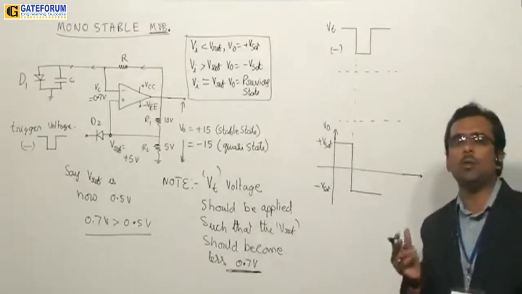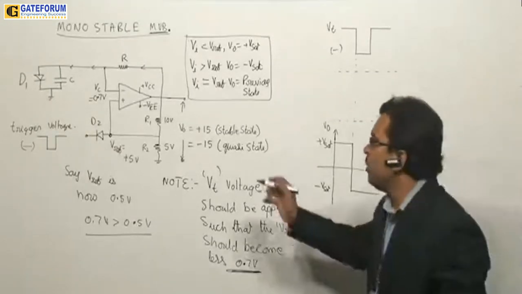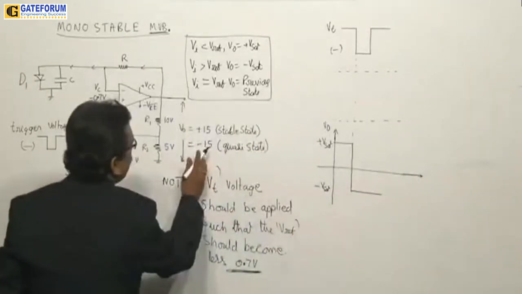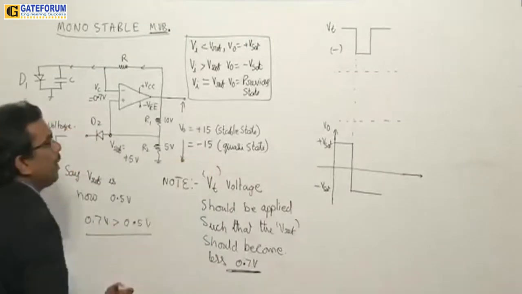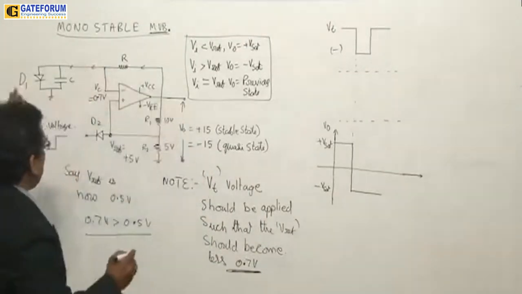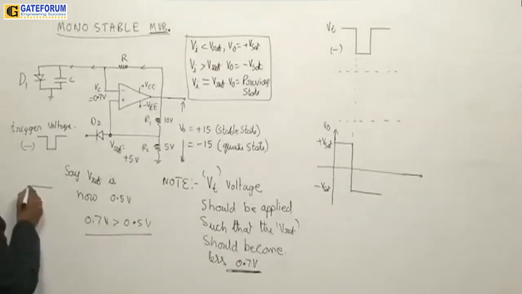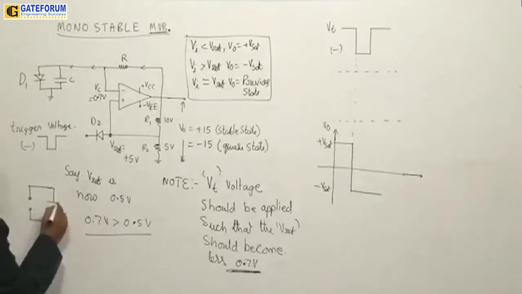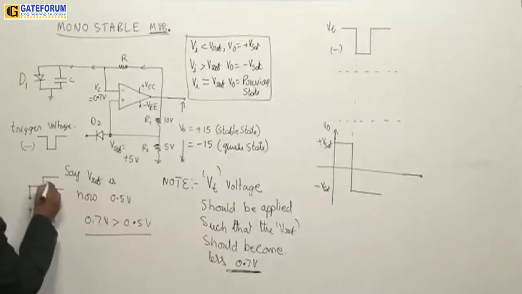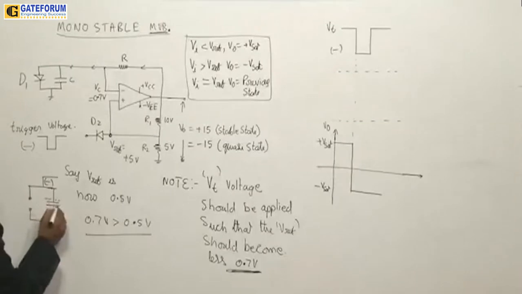Now during this period, the capacitor gets the opportunity to charge. Why? Because if the output is at minus 15, then this diode gets reverse biased. So the diode acts as an open circuit, and the capacitor starts getting charged towards the negative supply, from this point.